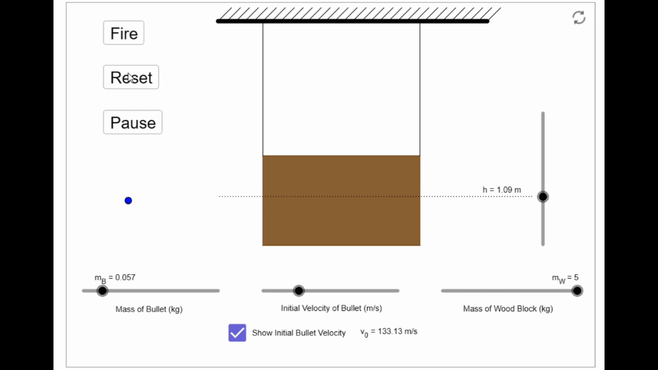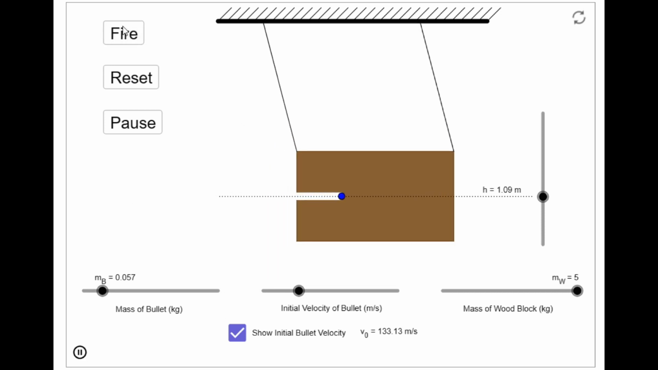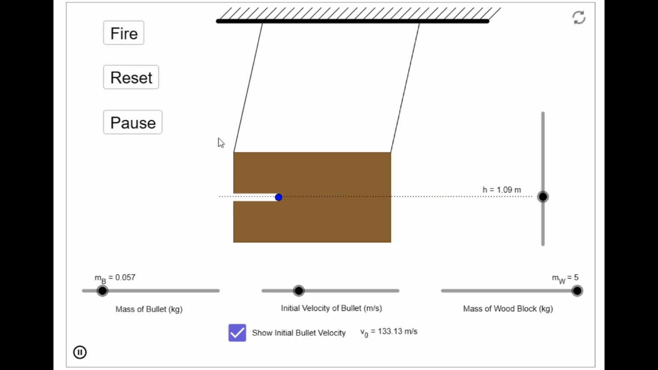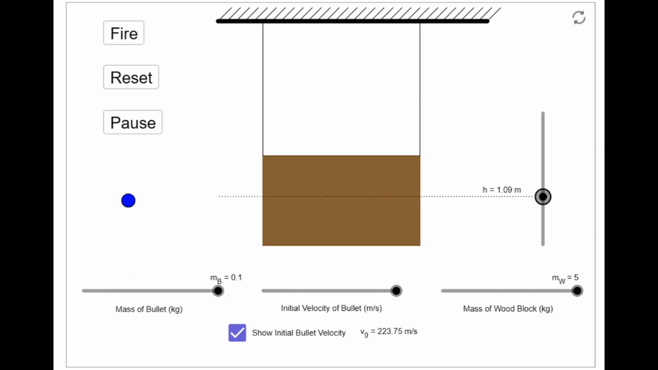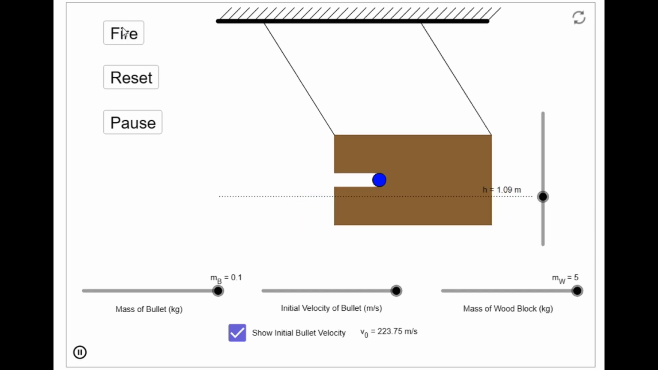How does momentum conservation relate to Newton's third law of motion? Momentum conservation is closely related to Newton's third law, which states that for every action, there is an equal and opposite reaction.